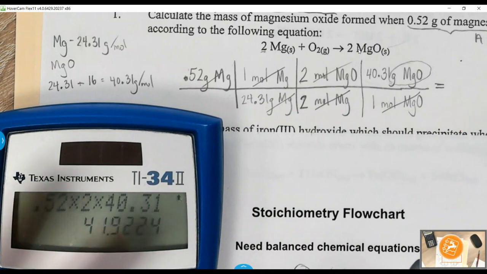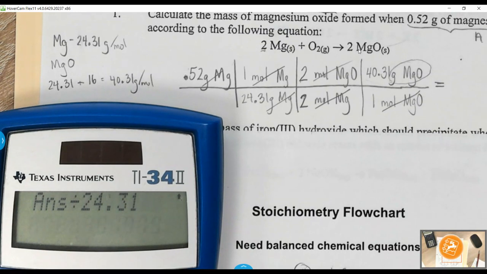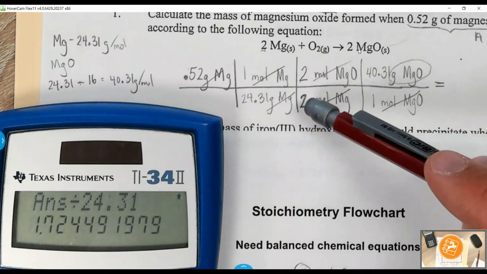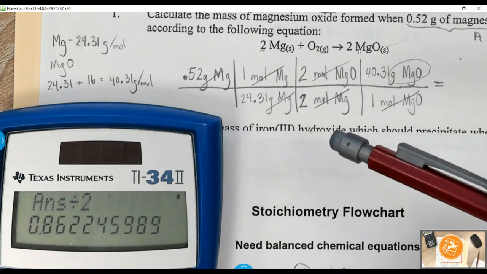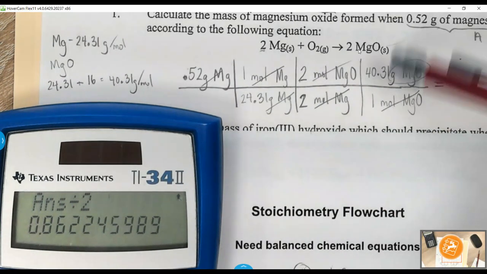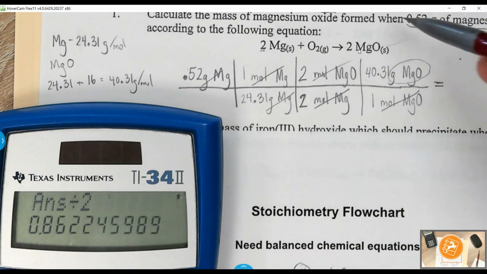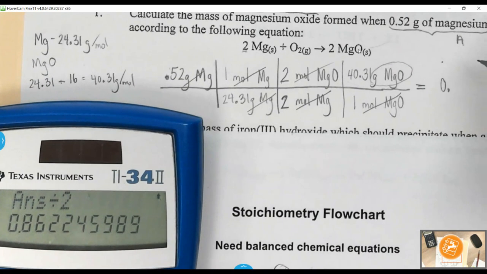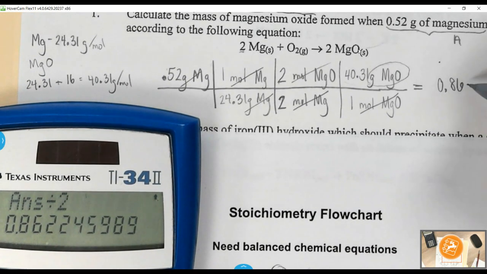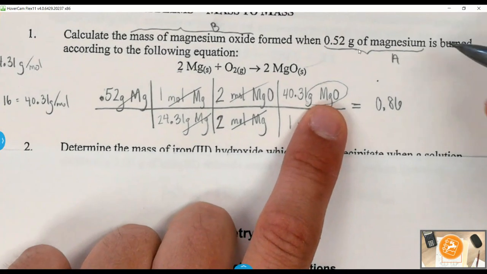So how I do this is I just divide individually. I divide that by 24.31, hit equals, and then I divide again because there's a 2 on bottom. I'm going to divide that by 2. And do I need to do anything with the 1? No, you don't. So this would be your final answer, and I will say we can round this one to 2 decimals. So this would be 0.86, and the unit that you need, grams magnesium oxide.